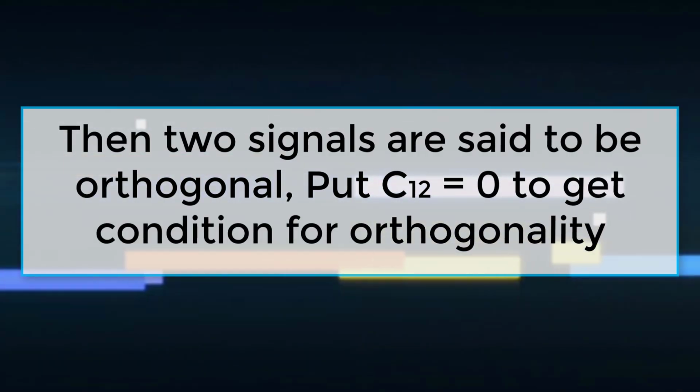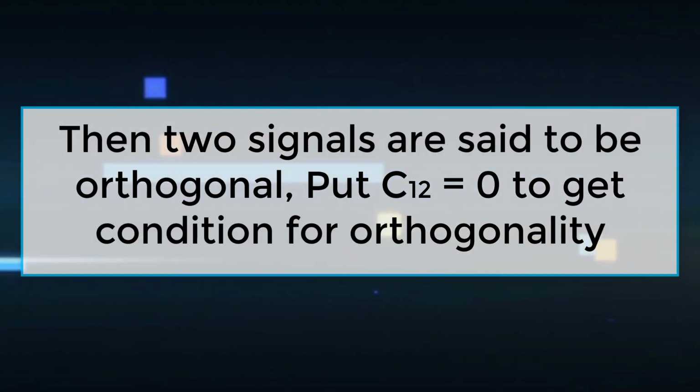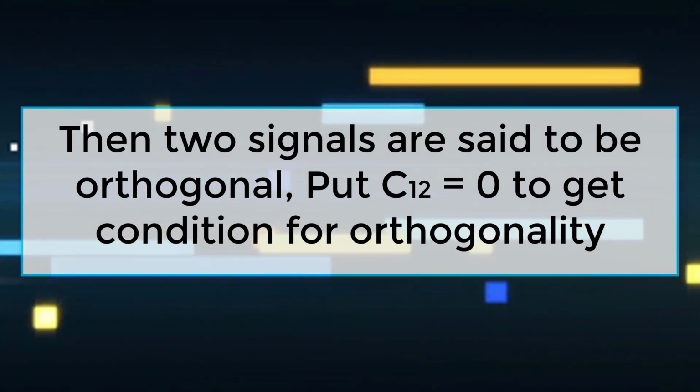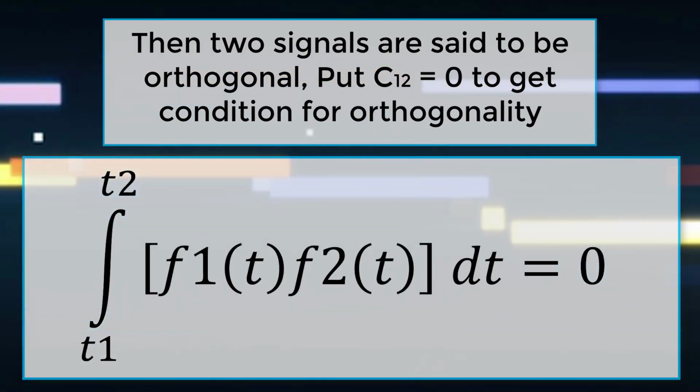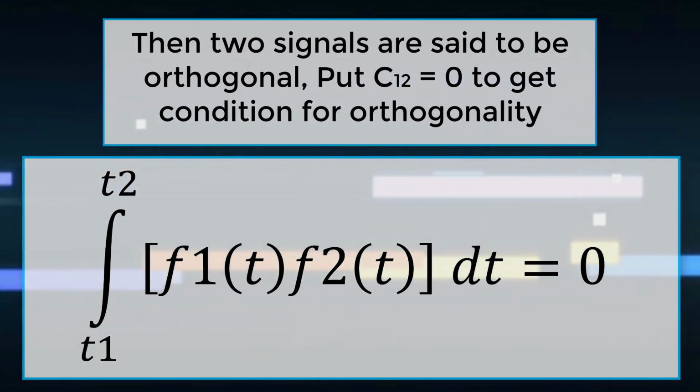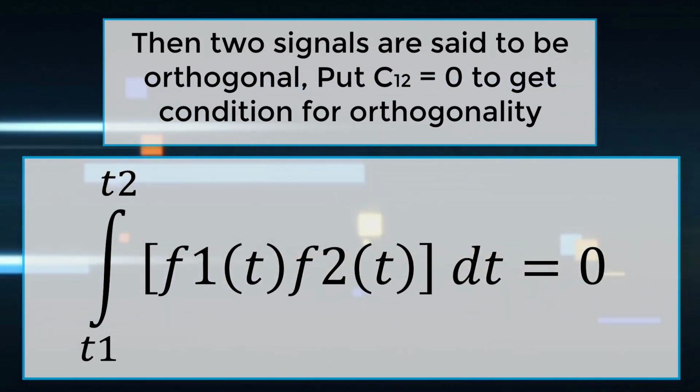If c12 equals 0, the two signals are said to be orthogonal. Putting c12 equal to 0 gives the condition for orthogonality: the integral from t1 to t2 of f1(t) f2(t) dt equals 0.